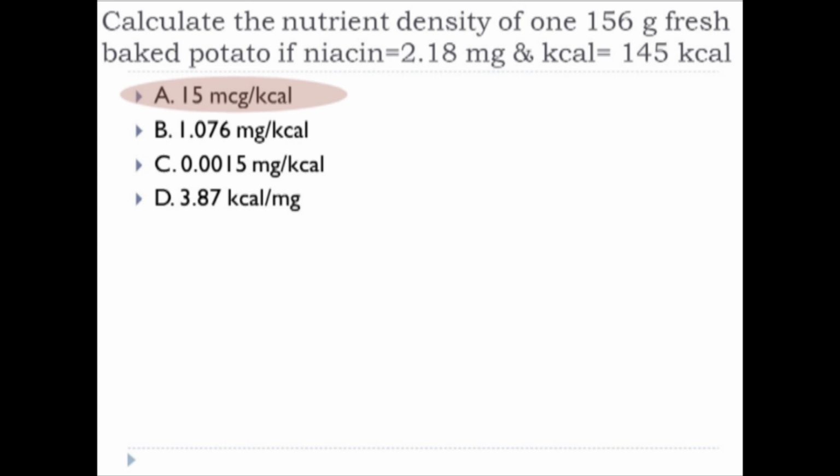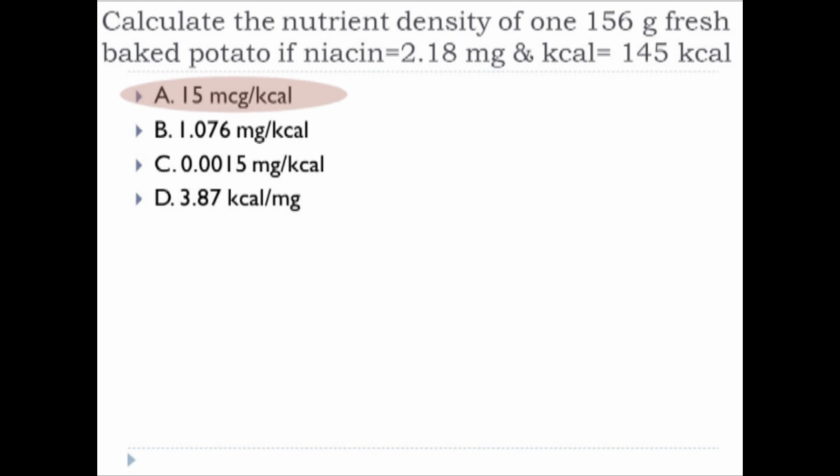Now, what about 15 micrograms? Well, the idea is that the microgram is 1,000 times smaller than the actual milligram. So we would have to then multiply 0.015 by 1,000 and change, of course, the unit. So if we multiply that by 1,000, we end up with 15.03, and in this case, it would be micrograms.